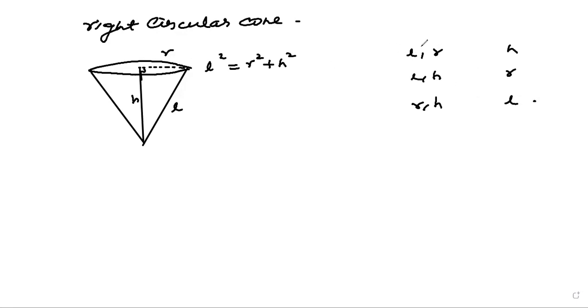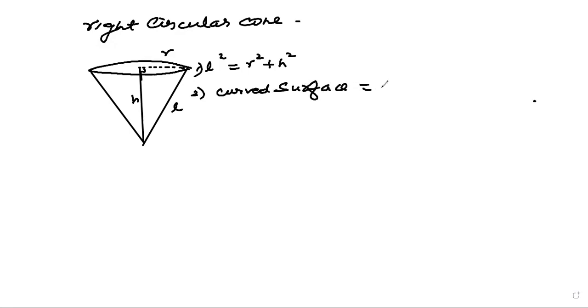You understand? Any two values out of L, R, and H, if given, you can find the third one. You should always think of this formula. Okay, children? So remember, this is the first formula. Okay, we go to the next one. The second formula, children. I want the curved surface area.